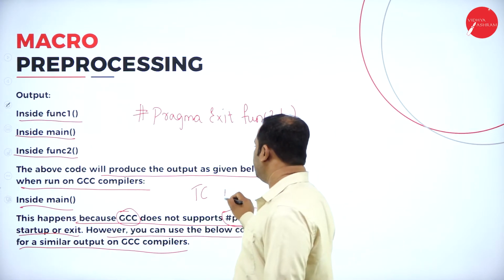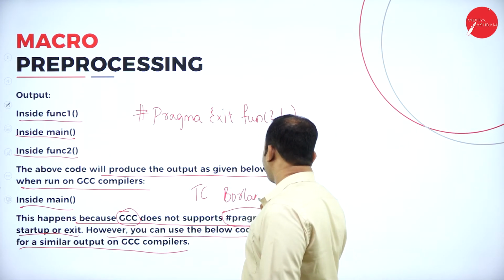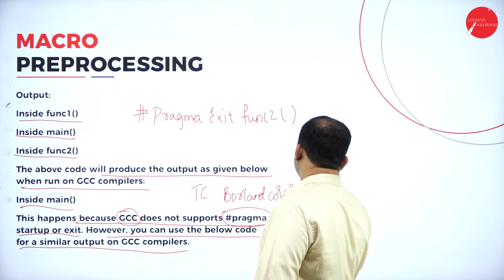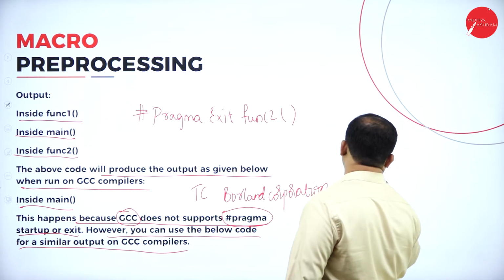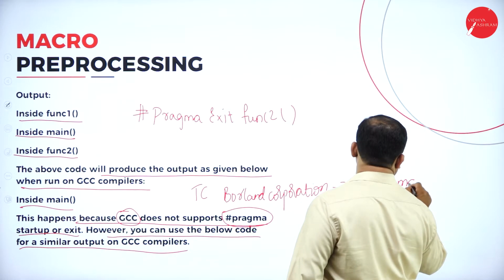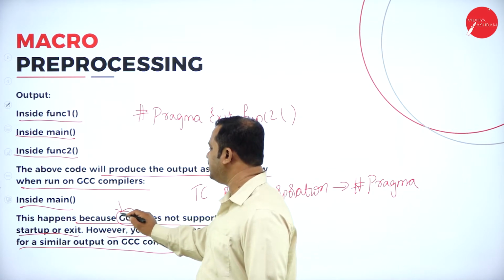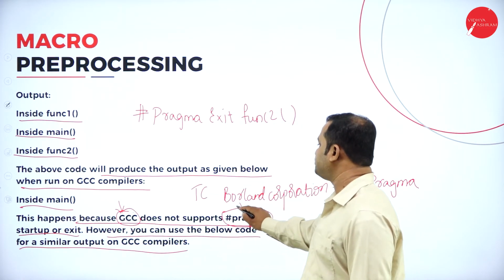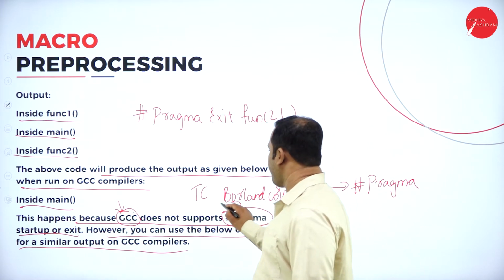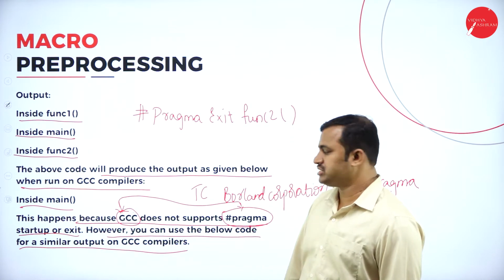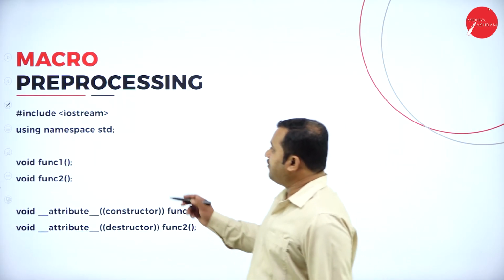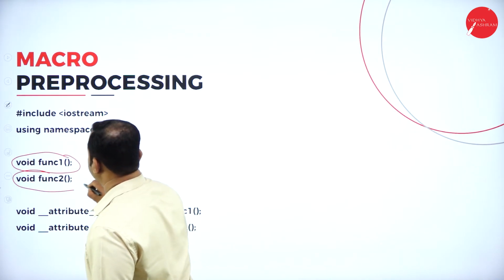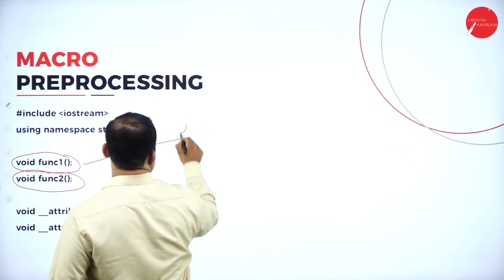Borland Corporation will support the Pragma directive. But which is that environment that does not support the Pragma directive? GCC is the environment that does not support the Pragma directive. Next, we have the functionality that is void function 1 here, void function 2. These are the two function calls here.